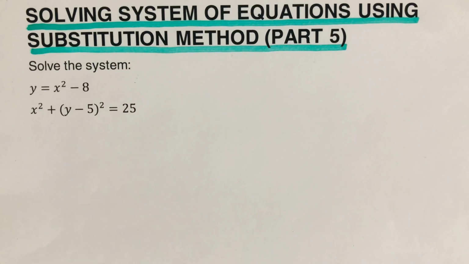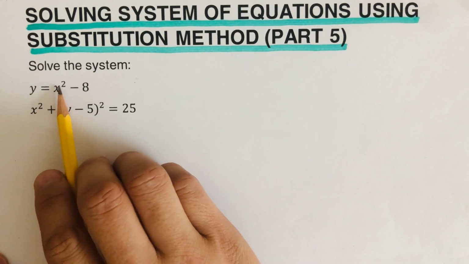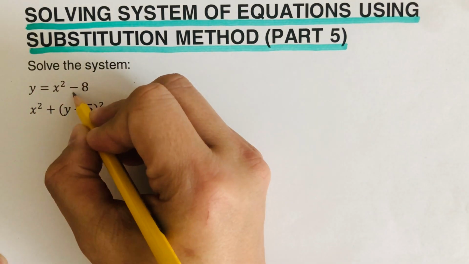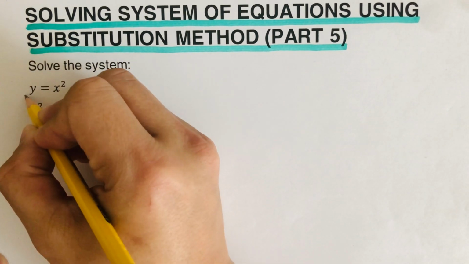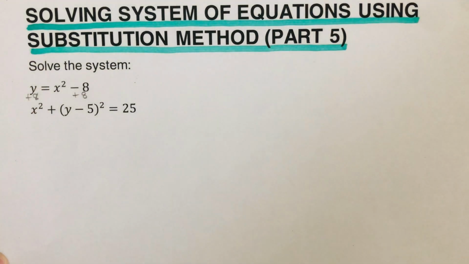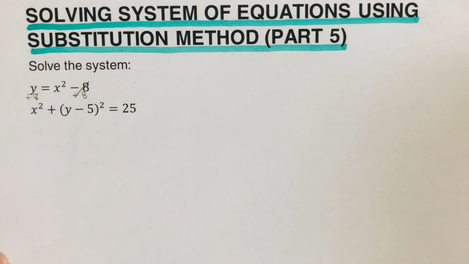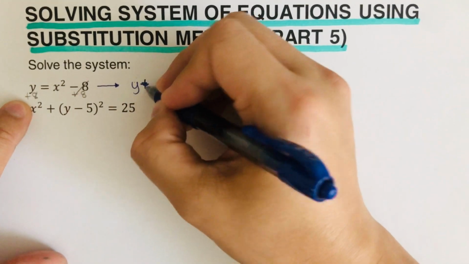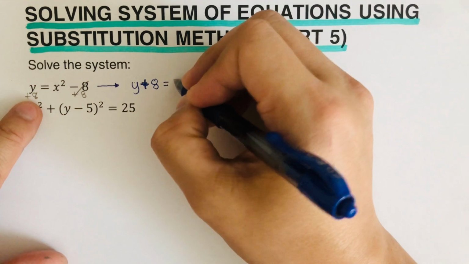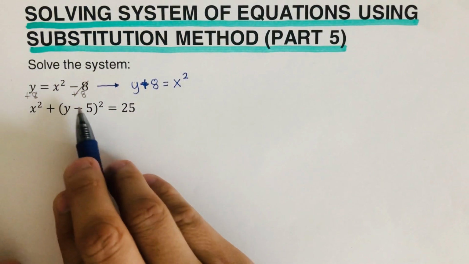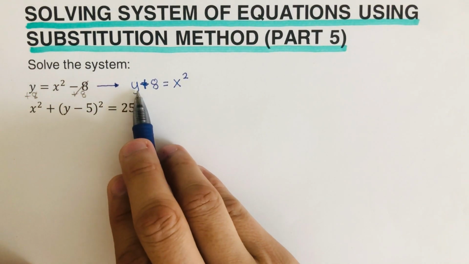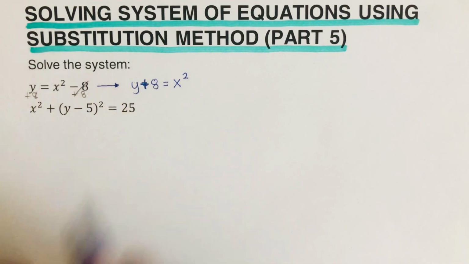But for this part right here, I'm going to show you an easier way to do it. What we are going to do is isolate the x squared. To do that, I can add 8 to both sides, plus 8. So then we can cross this out, and the new equation that we have would be y plus 8 is equal to x squared. So what I did was I added 8 to both sides. That's how I got y plus 8 equals x squared.